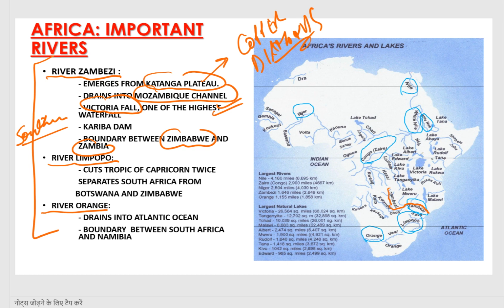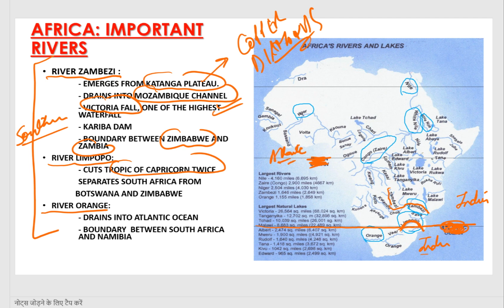Next, river Limpopo, just south of river Zambezi, a short river, but very, very important because it is cutting across the Tropic of Capricorn twice. As you can see here, it cuts the Tropic of Capricorn twice and it drains into the Indian Ocean. This is the Indian Ocean, this is the Atlantic Ocean.